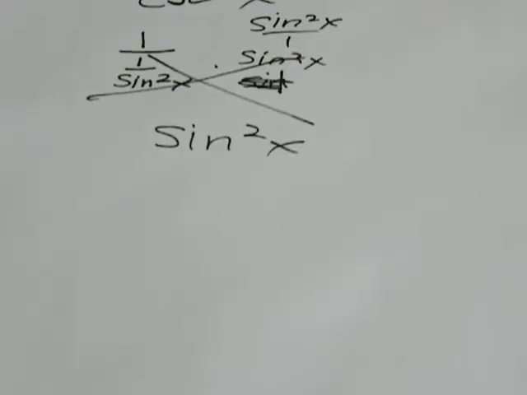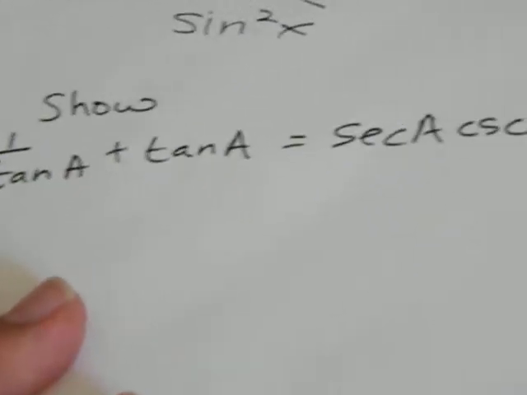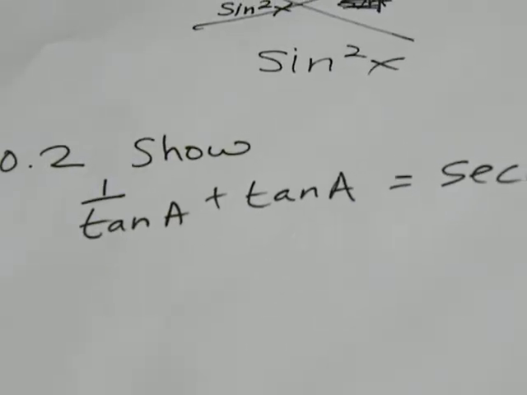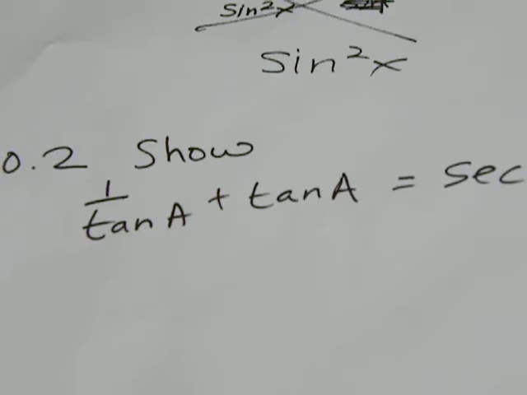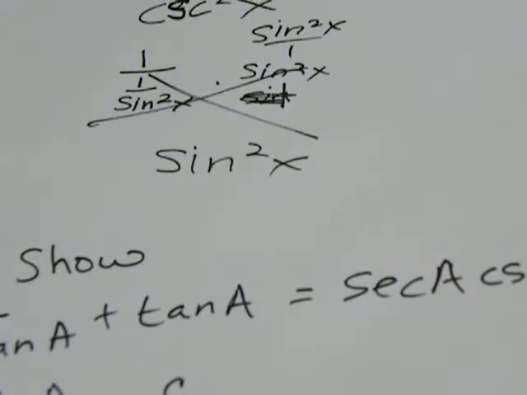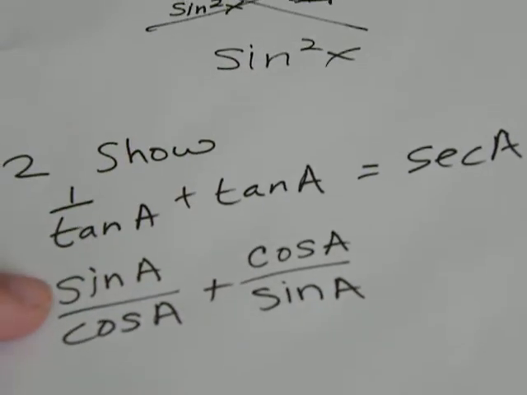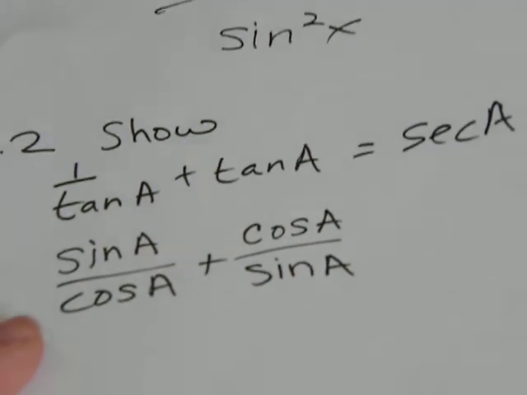Okay, 80.2 says show 1 over tangent of A plus tangent of A equals secant A cosecant A. So the first thing that I would do, 1 over tangent of A, we know that tangent is sine over cosine. So 1 over tangent of A is cosine A over sine A, plus tangent, which is sine A over cosine A. So now what you need to do is get a common denominator.